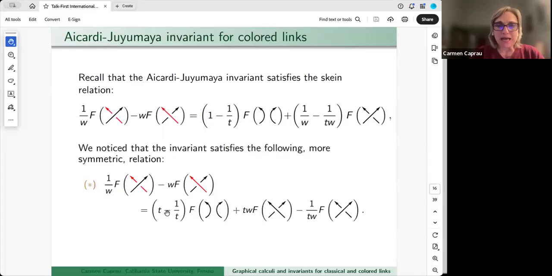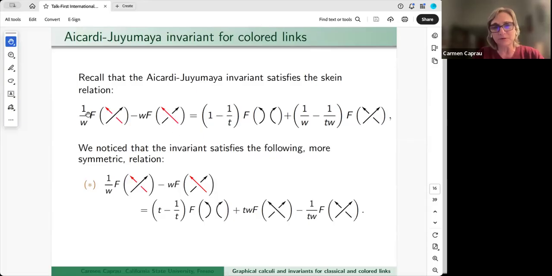All right. I need to remind us about the skein relation that is used when we define the invariant of Aicardi and Juyumaya. So that was denoted by Roman numeral 3. And one thing that when I was trying to decipher their paper, I was wondering why this relation is not symmetric as I used to see in other invariants for classical knots and links. So I see here positive crossing, negative crossing on the right side, the oriented resolution or smoothing, and on the right side, the positive crossing.